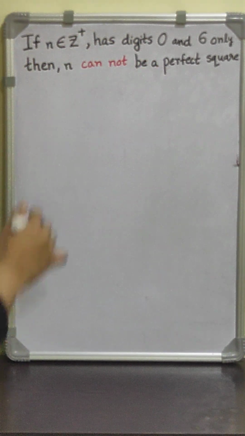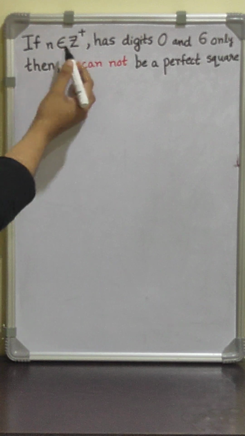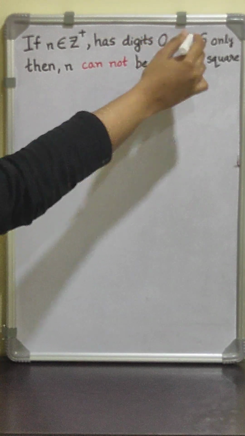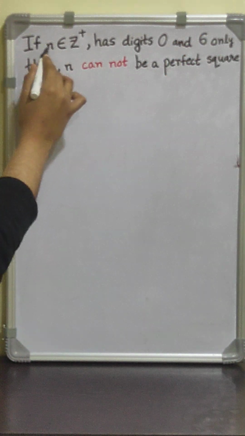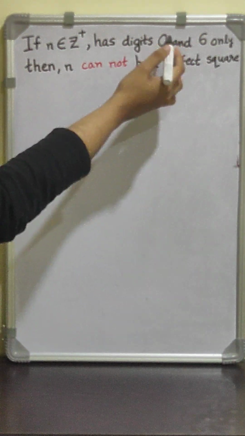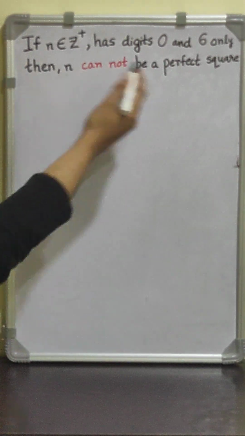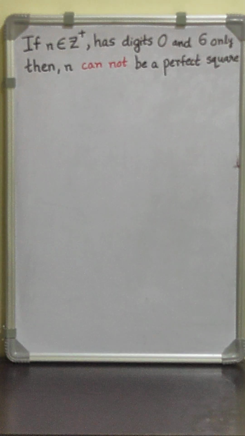Finally, after discussing a lot of properties in number theory about perfect squares and divisibility, we'll see an application of those properties in a real problem. We are told that if n is a positive integer that has digits 0 and 6 only, so the digits of n can only be either 0 or 6, then we have to prove that n cannot be a perfect square.